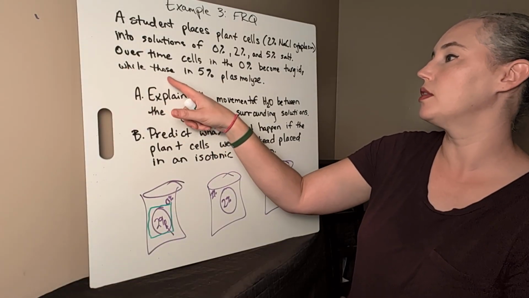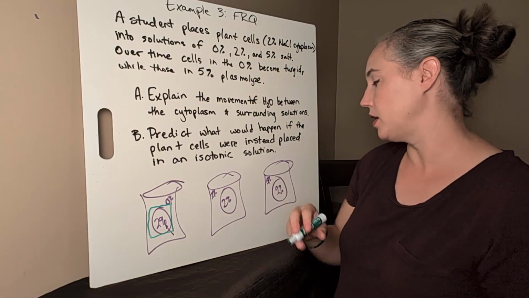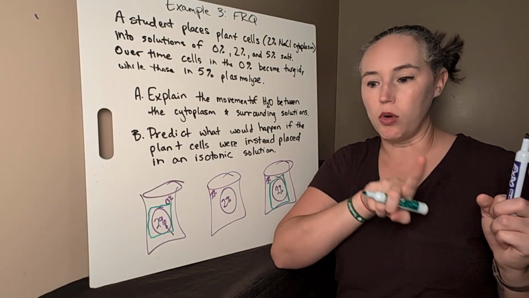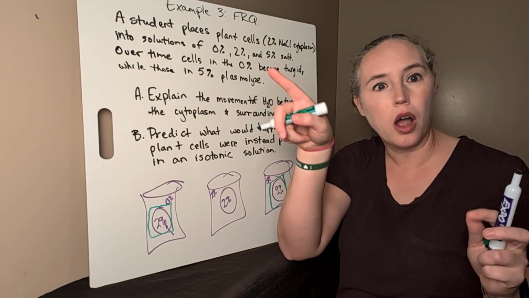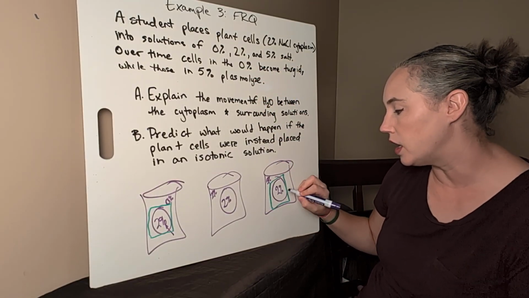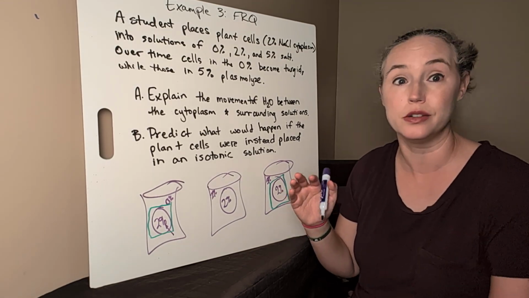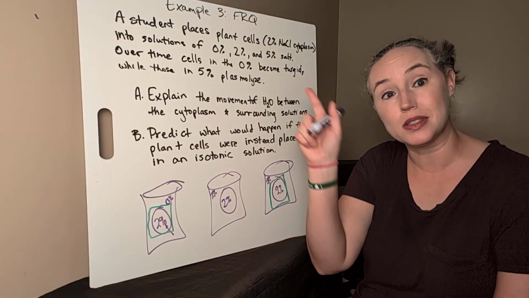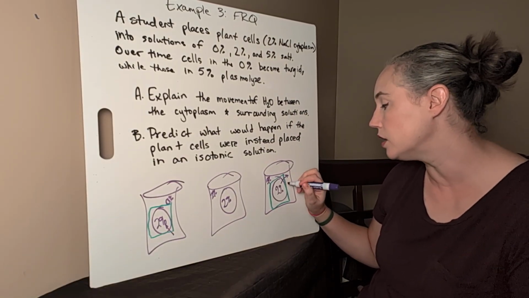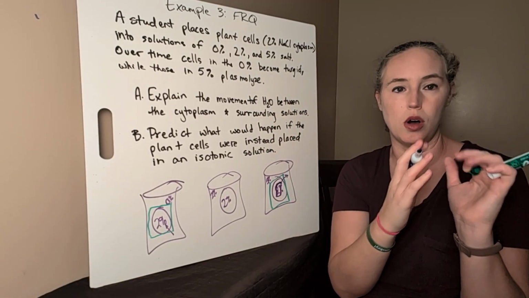And then it tells us, well, those in the 5% plasmolyze, which, if we recall from a previous video, means that water moved out, which makes sense because it's going to go from a high water concentration. This one had a 98% water concentration inside, right, 100 minus 2, and a 95% water solution outside. So water moved out, causing it to shrivel and pull away from the cell wall.